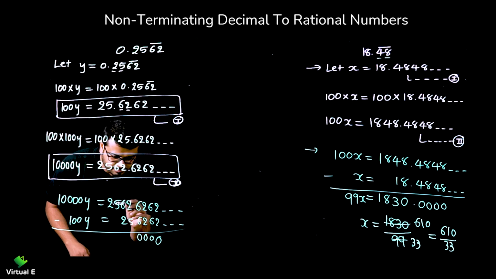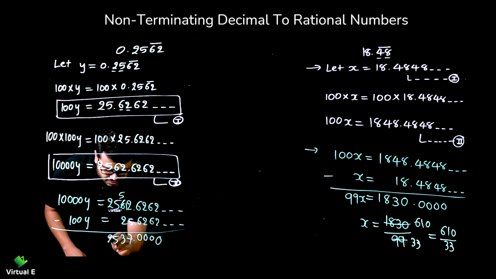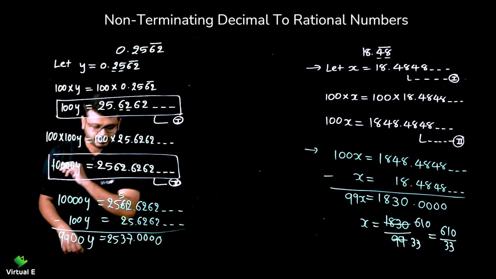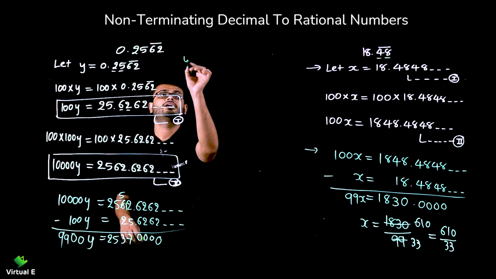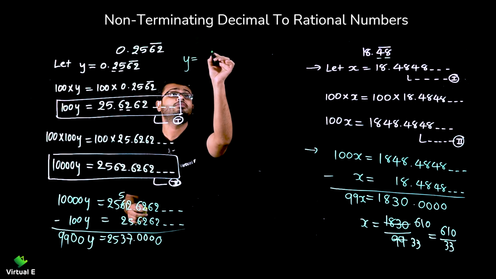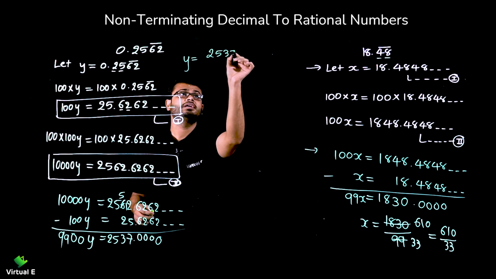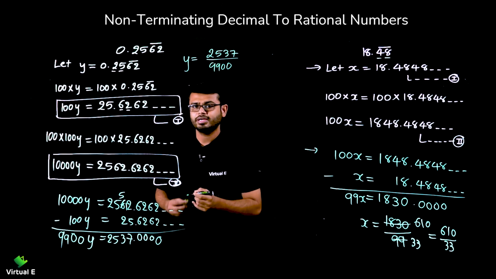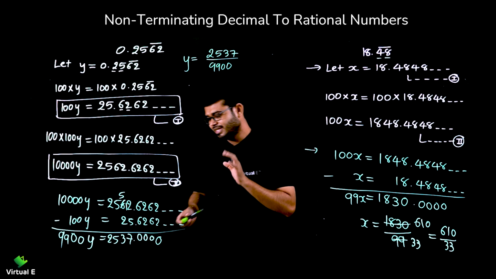2 minus 5 is not possible, so 12 and 5 over here, so 7, and we have 3 5 as it is, 2 as it is. Here y, sorry, then 0 and 0, here 9 and 9, right? So value of y in this case is what? 2537 over 9900. If you can divide, you can divide it. If it is not possible, keep it as it is.